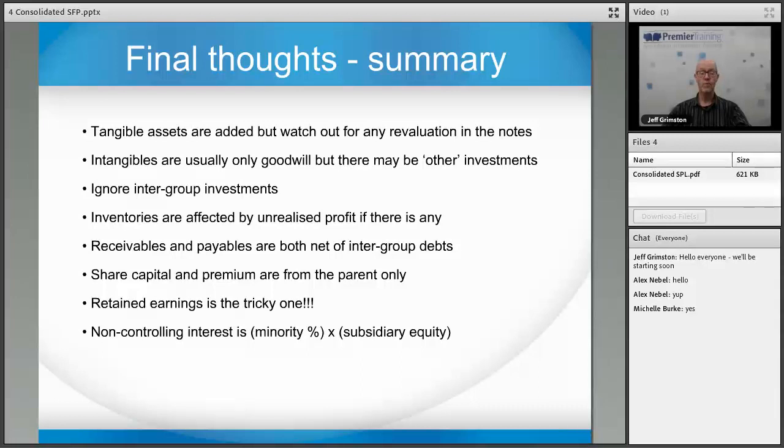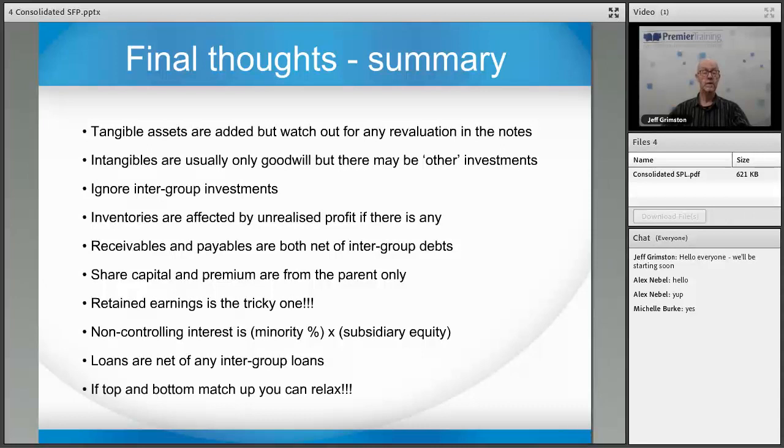Non-controlling interest, this is the one that always looks so much harder. It is simply the minority percentage of the equity of the subsidiary with any adjustments, as we had one today. But normally it's just 2 figures. And again, loans, if there are loans outside the group, are counted. If a parent has funded a subsidiary with a long-term loan, that is ignored. And if the top and the bottom come out the same, you can relax. It means you've got it right.